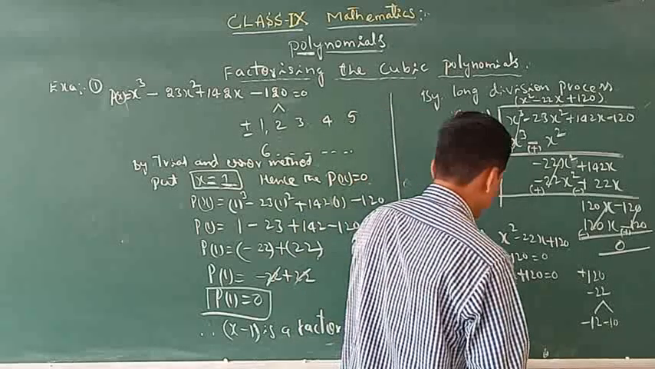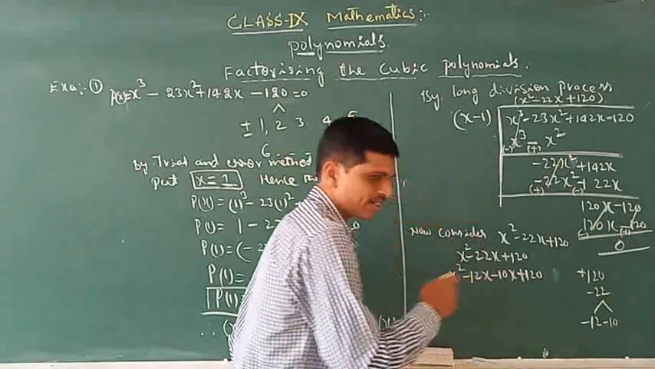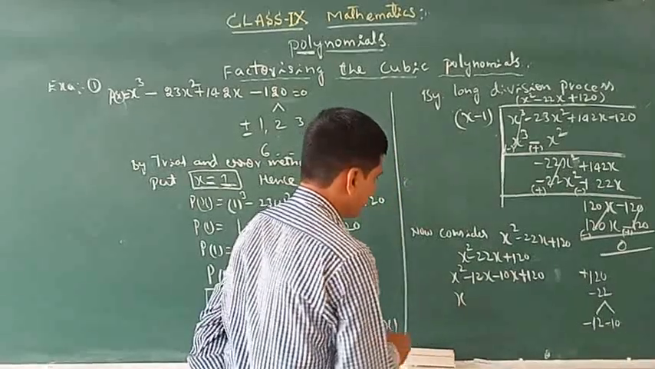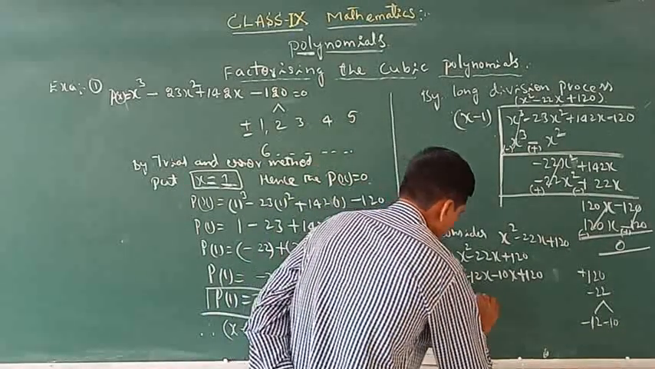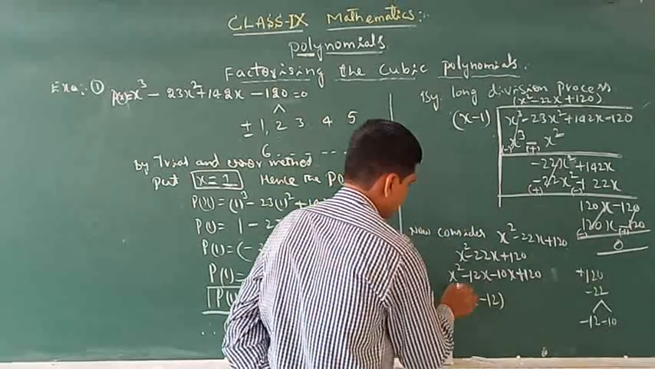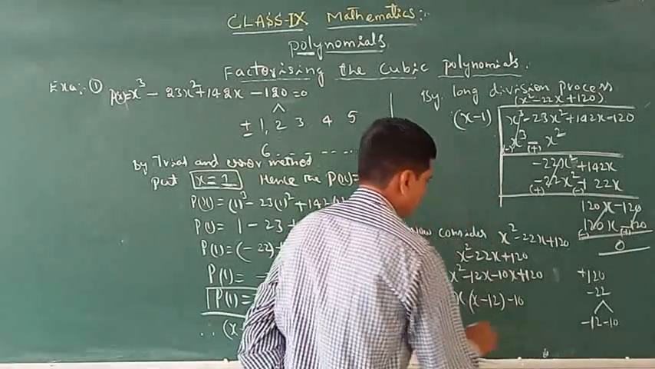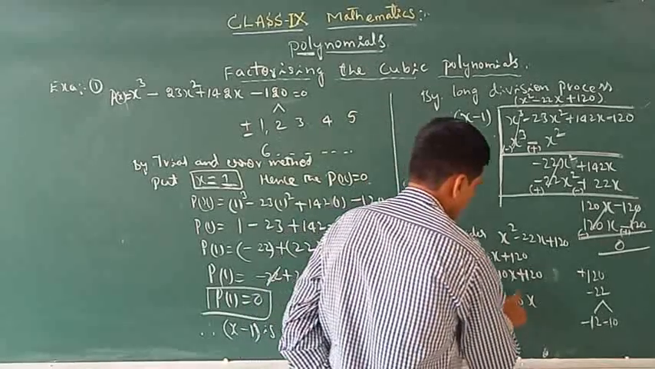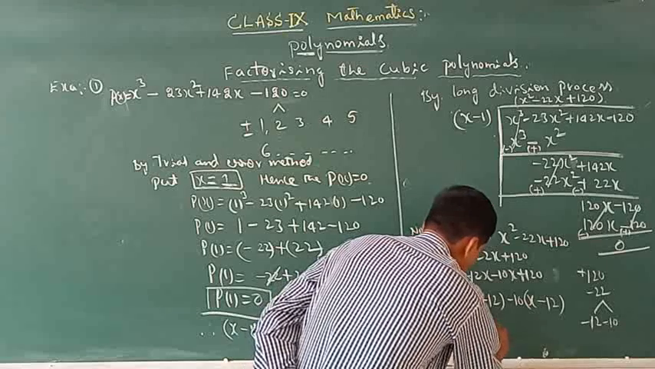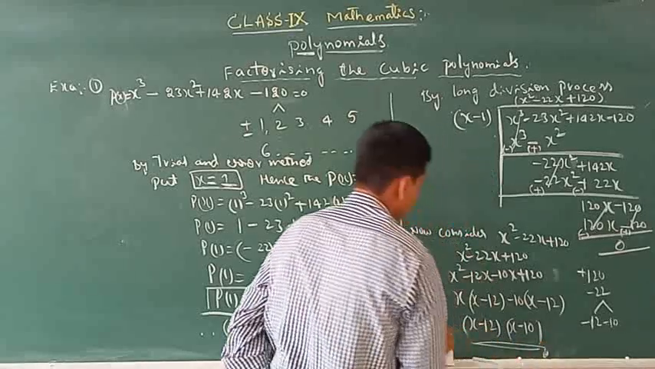Otherwise, we only need the factors, so we need not write the equivalent value of 0. Take the common factor: x is common. What's the remainder? x minus 12, because x cancels with x, one x remains, and minus 12 as it is. Then take out minus 10 as a common factor: x minus 12, and the remainder is x minus 10. Yes, two factors from this polynomial.